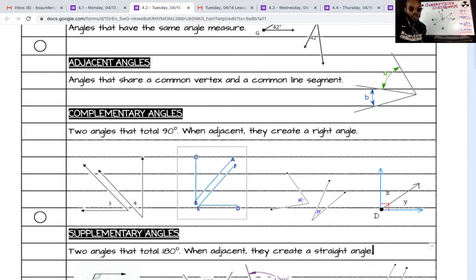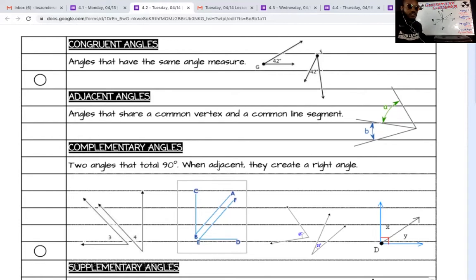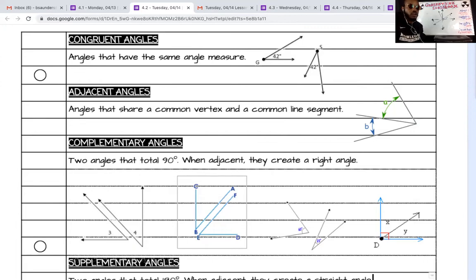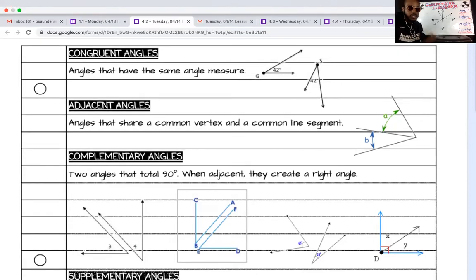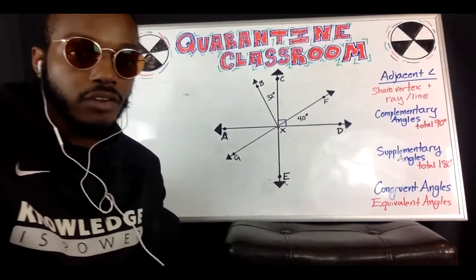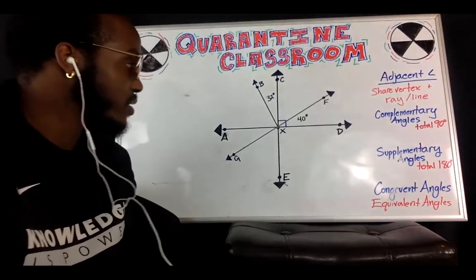Okay, so welcome back. I'm just going to show some different examples of when these different definitions are shown in a real world or like a real math context. The first one that I'm going to show is congruent angles. So to do that, let me come out of my screen. We're thinking about congruent angles. We're thinking about 2 angles that have the same measurement.